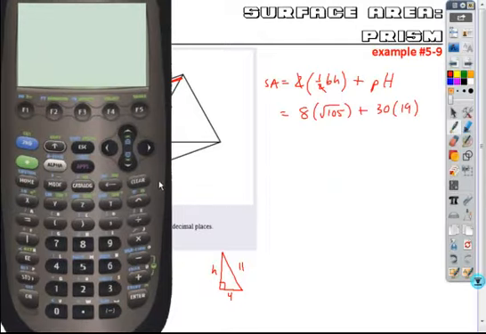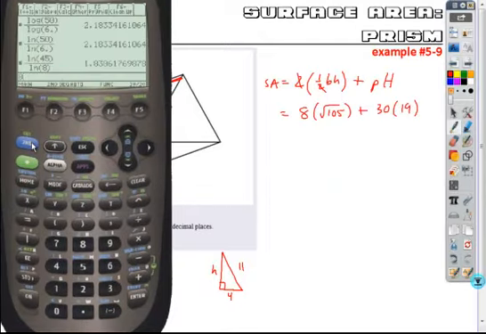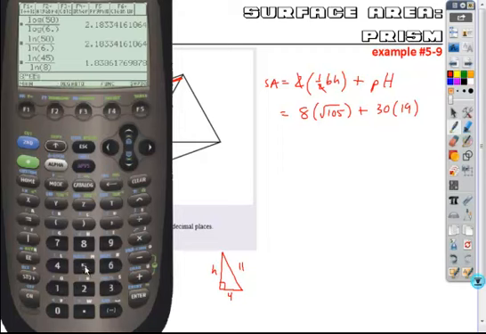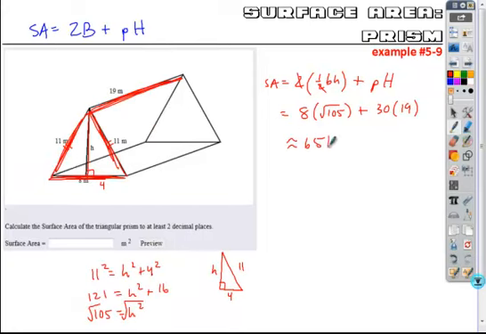We can go ahead and find the solution. 8 square root 105. I'll put a decimal in here to get my answer as a decimal, and then we're adding 30 times 19 to this, and we get our solution of 651.98 approximately. The units are meters. It's an area, so it's square meters.